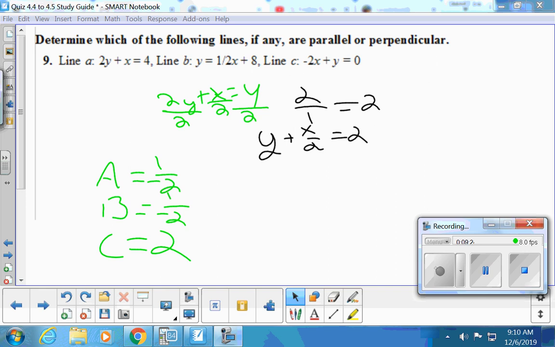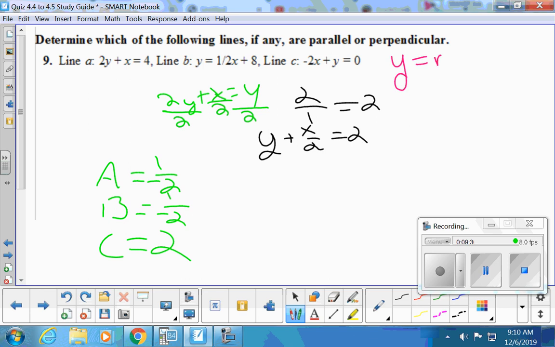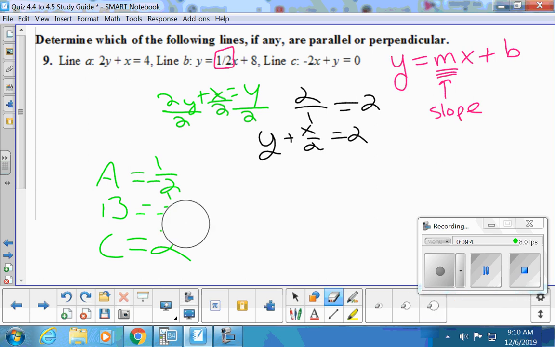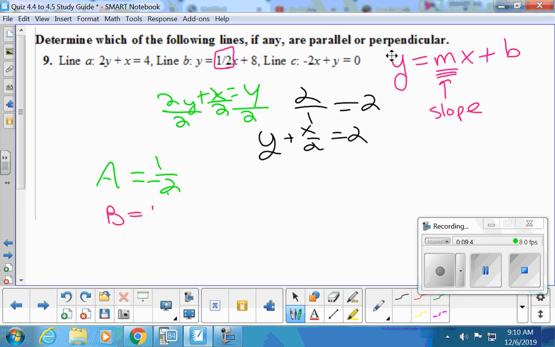So the whole idea here is to figure out what slopes are. You need to solve for y. You need to get these things into slope-intercept form, so you can just glance at this and realize this is my slope. So line B was already solved for y. So line B, we knew, had a 1/2 as its slope. Let me fix this. This is wrong. So line B has a 1/2 as its slope.